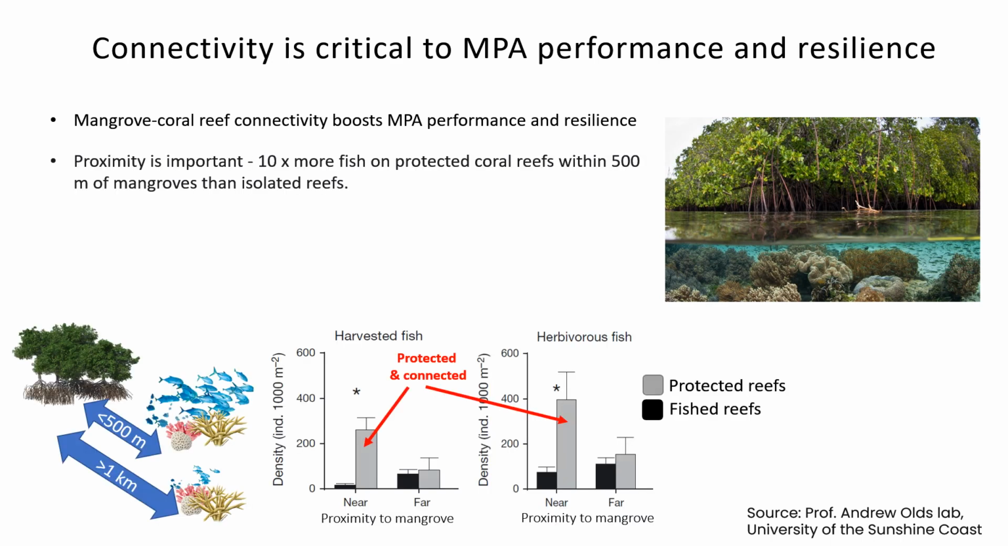Several published studies from the researchers in Andrew Olds' lab at the University of the Sunshine Coast in Queensland, Australia, have found that in the Western Pacific Ocean, coral reefs in marine reserves within 500 metres of mangroves supported as many as 10 times more fish than reefs that were more distant from mangroves. This protected and connected effect, i.e. the grey bars that you can see in the bar charts, was greatest for harvested fish and for herbivorous fish, suggesting some potential functional benefits for the replenishment function of marine reserves and for broader ecosystem resilience.